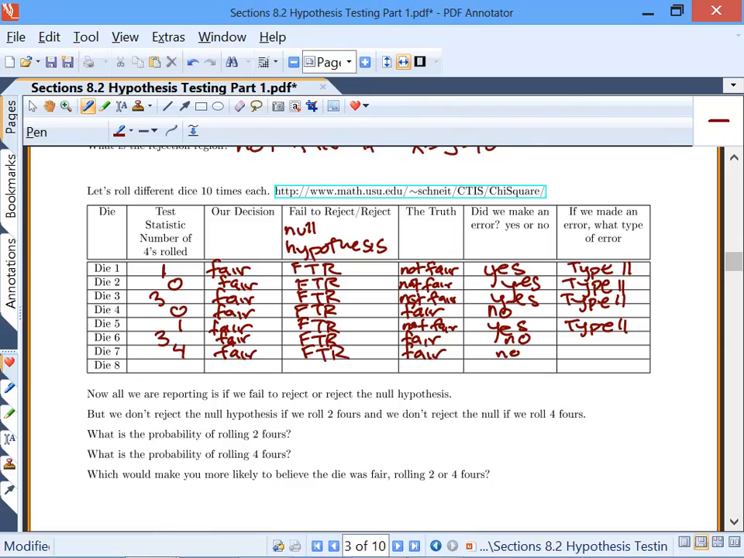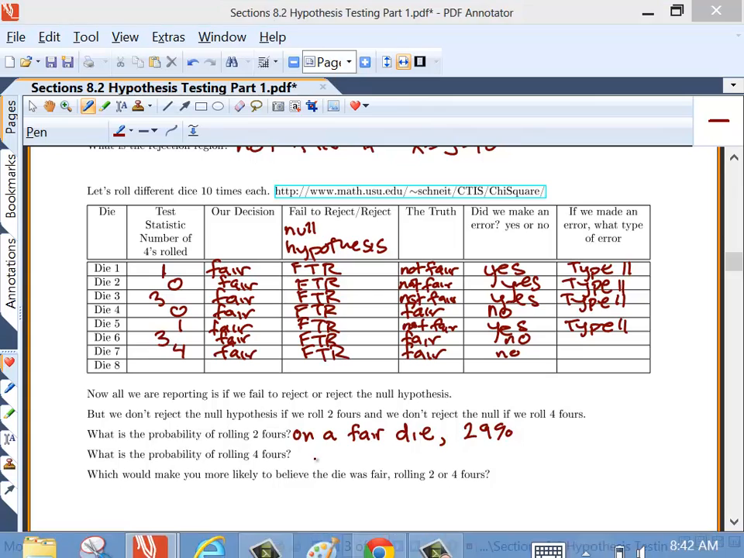It's probably because we made the probability of a type 1 error smaller than 2%, so we weren't really expecting to find one. Okay, now in this situation, all that we've reported so far is if we failed to reject or rejected the null hypothesis. But we don't reject the null hypothesis if we roll 2 4s, but we also don't reject it if we roll 4 4s. Now looking previously up further on your page, what was the probability of rolling 2 4s on a fair die? 29%. What is the probability of rolling 4 4s on a fair die?